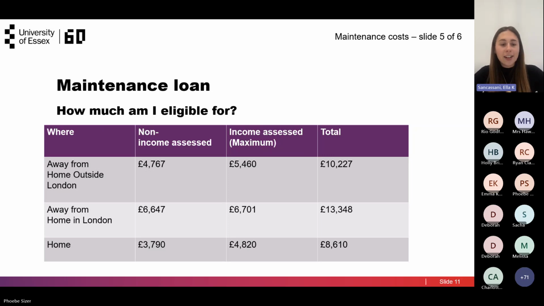And then if they decide to stay at home and commute to university, the amount available is a little bit less, and their outgoings might look a little bit different than if they were to go away for university. And again, this is reflected in what is available. So the non-income assessed part of this loan is £3,790. And then if they want to apply up to the maximum loan available, they can get up to a further £4,820, totaling up to £8,610 to support them with their living costs.